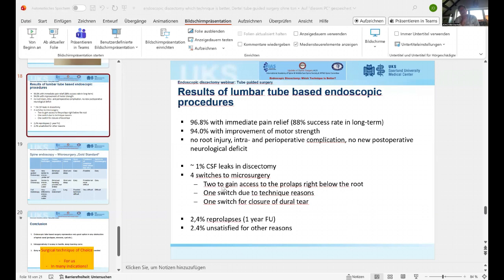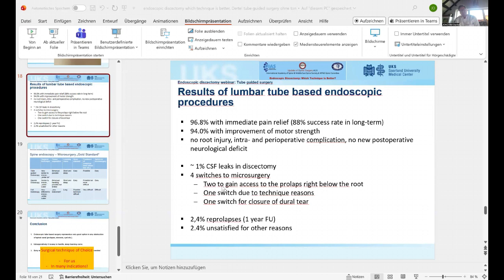Two, we were not able to gain access to the prolapse. So in median disc prolapse, sometimes it might be better to do a transfemoral approach. So this is one of our indications for transfemoral approaches. We had 1 switch to microsurgery for technical reason. There was just no sterile telescope available because of telescope breakage.